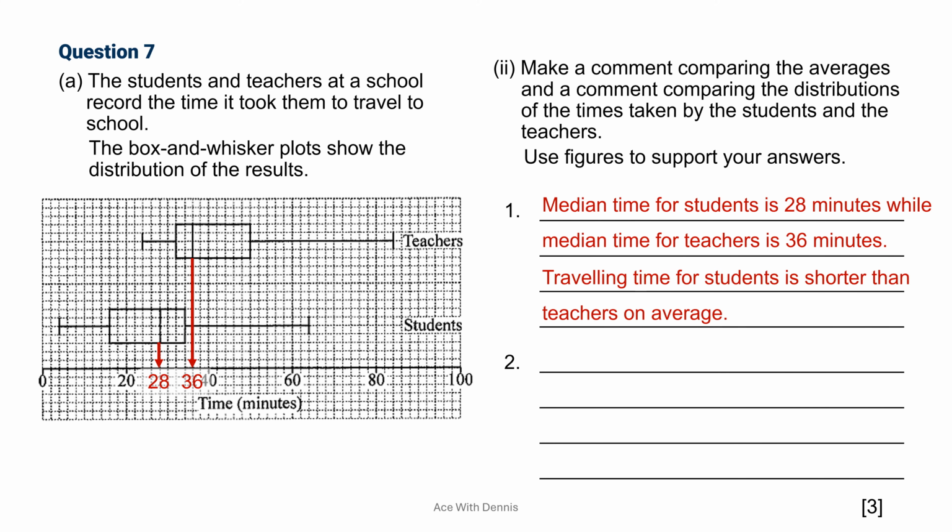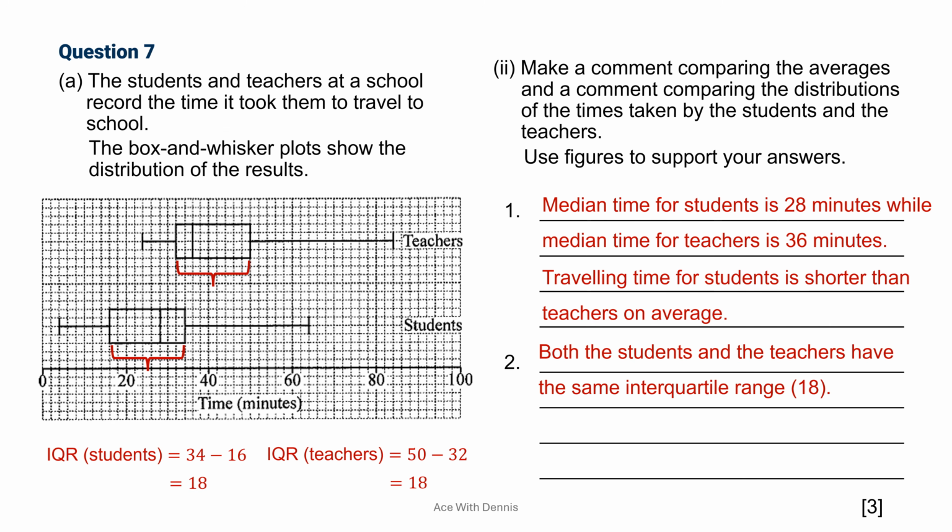This means that traveling time for students is shorter than for teachers on average. Next, we want to compare the interquartile range. This is the interquartile range for the students, which is 34 minus 16, and the value is 18. This is the interquartile range for the teachers, which is 50 minus 32, and the value is 18. So both the students and teachers have the same interquartile range, which is 18. Hence, the traveling times to school for both groups have the same consistency.